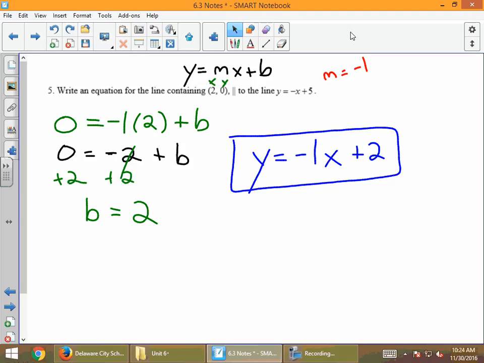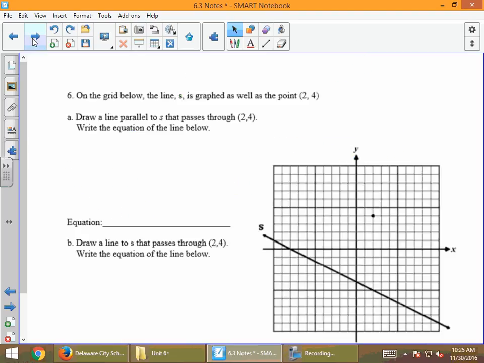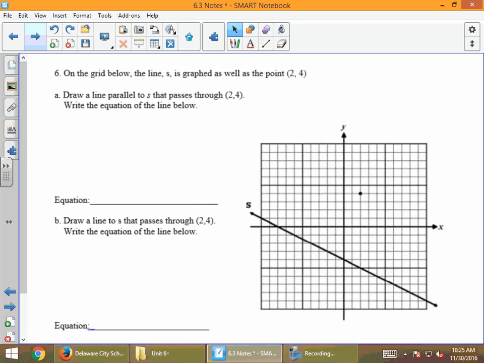All right. What if it's written differently? What if there are graphs that you have to analyze? Oh no, if only. In number 6, that's what we're going to do. We're going to draw equations of a line that are parallel and perpendicular to that given line. It's literally the same exact steps of what we just did. You just have to find the slope of this line. So what we want to do is draw a line first that's parallel to S, this line right here, and passes through this point 2, 4. Well, we have to figure out the slope of S to figure out a line that's parallel to it. How are we going to find the slope?